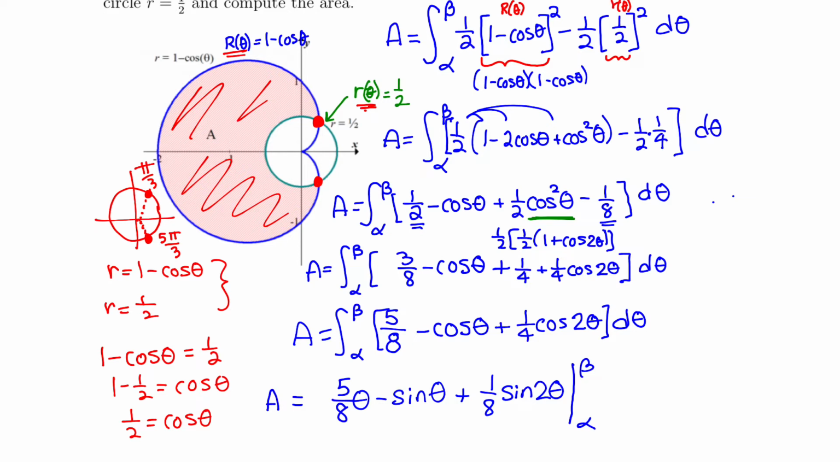You guys getting pi over 3 and 5 pi over 3? There's a lot of symmetry. So you could go pi over 3 to pi and double it if you wanted to. But we'll put pi over 3 to 5 pi over 3 on here. Pi over 3 to 5 pi over 3.